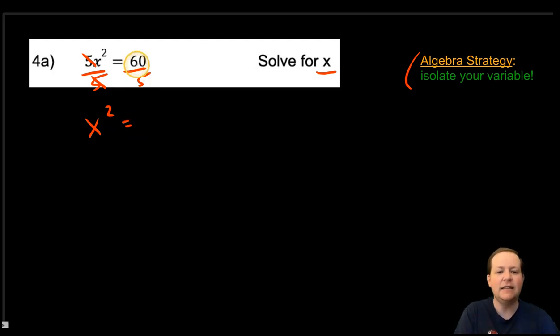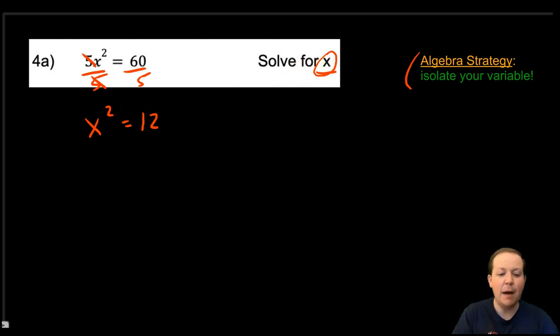On the right-hand side, what is 60 divided by 5? Again, bust out your calculator if you need it. No problem. You are always allowed a calculator, at least in my class when we're doing problems. It turns out that 60 divided by 5 is equal to 12, okay? So now I have x squared equals 12. Now what do I do? I have x squared. I don't want x squared. I just want x. I want x all by itself.